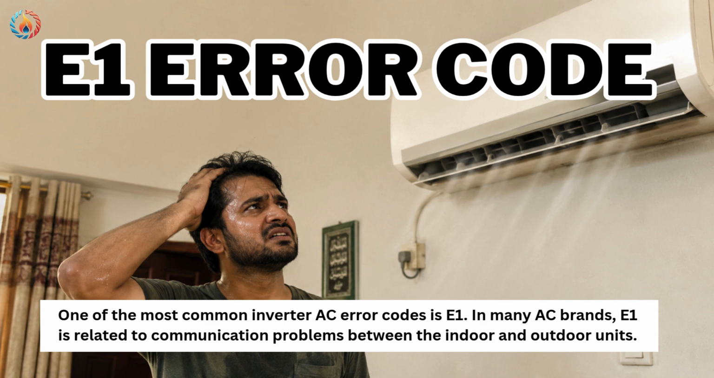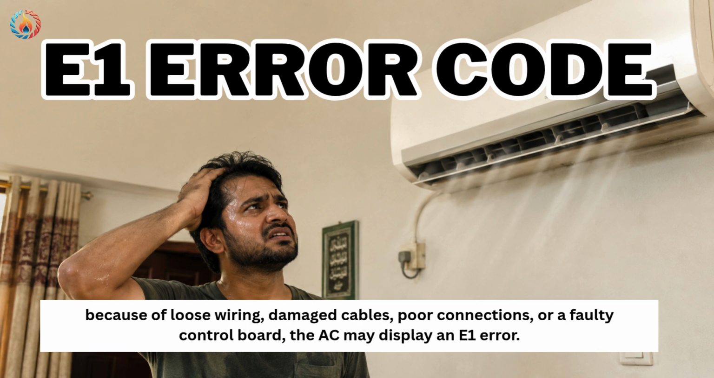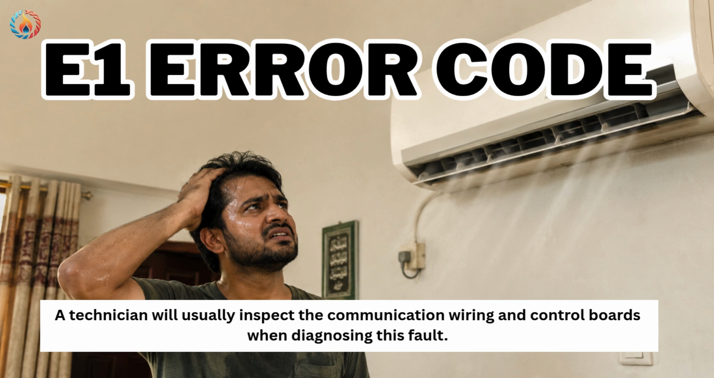E1 error code. One of the most common inverter AC error codes is E1. In many AC brands, E1 is related to communication problems between the indoor and outdoor units. The indoor and outdoor units continuously exchange information through communication wires. If this communication is interrupted because of loose wiring, damaged cables, poor connections, or a faulty control board, the AC may display an E1 error. A technician will usually inspect the communication wiring and control boards when diagnosing this fault.